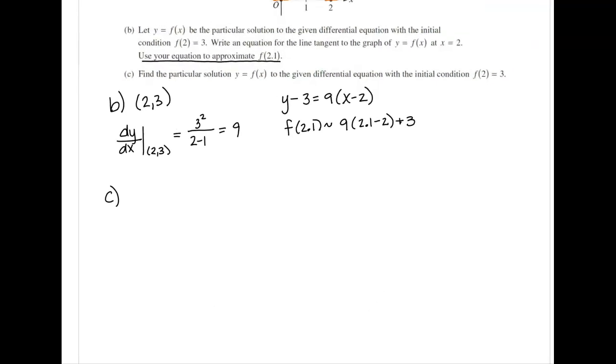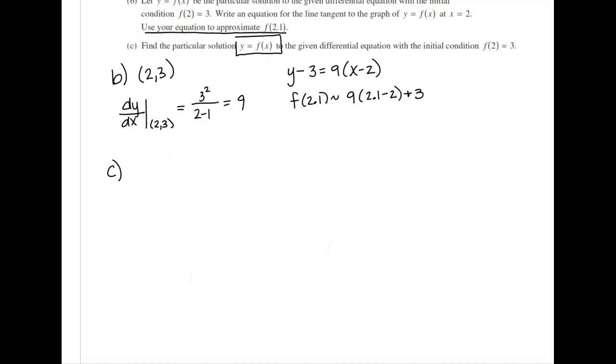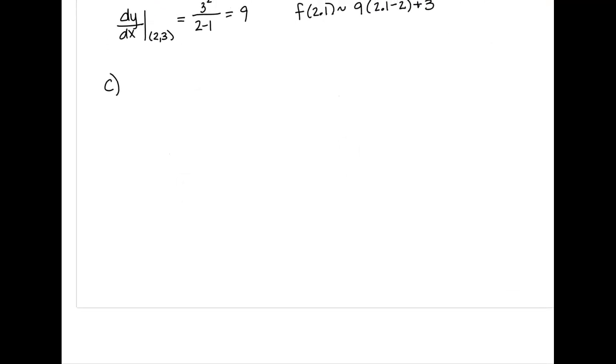Part C, I guess we should read it. Find the particular solution to the differential equation with the initial condition f of 2 equals 3. Remember, this is our clue that we're going to solve for y equals, right? Find the solution y equals f of x. They're trying to give you a clue not to forget to solve for y equals at the end. So I have dy dx equals y squared over x minus 1. Can I cross multiply this one?